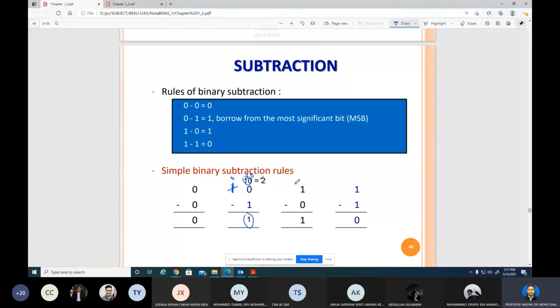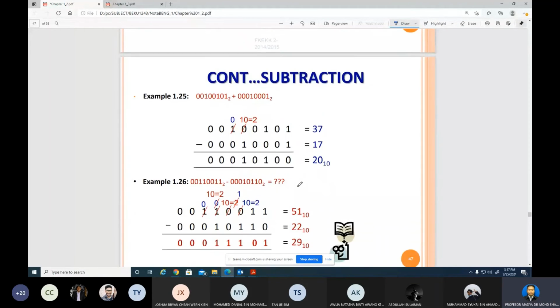So you can see the example here. We start from here. 1 minus 1 will be 0, 0, 0, 0, 1. This one will be 0. Then 0 minus 1 cannot, so we have to borrow from the more significant bit here. This one will be 1, 0, or you can declare it as 2. 2 minus 1 will be 1 here. 1, 0 in decimal is 2. 1, 0 minus 1 will be 1, and the rest will be 0, 0.